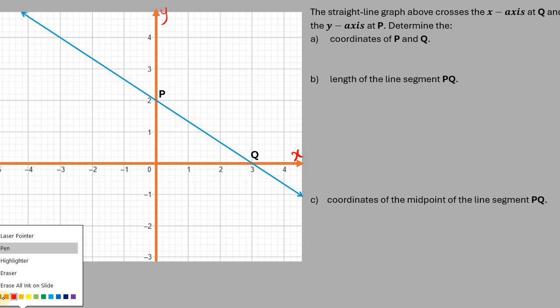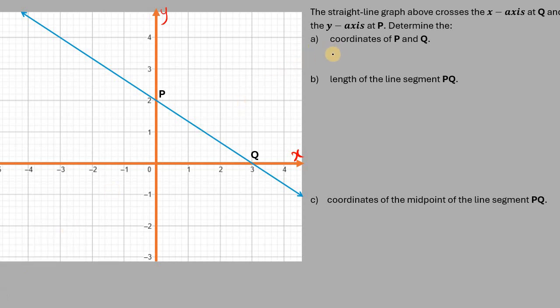Okay, so there are several ways to approach this. Let's look at point P. It has two coordinates, an x coordinate and a y coordinate. So when you ask for the coordinates of a point, you want to give both the x coordinate and the y coordinate.